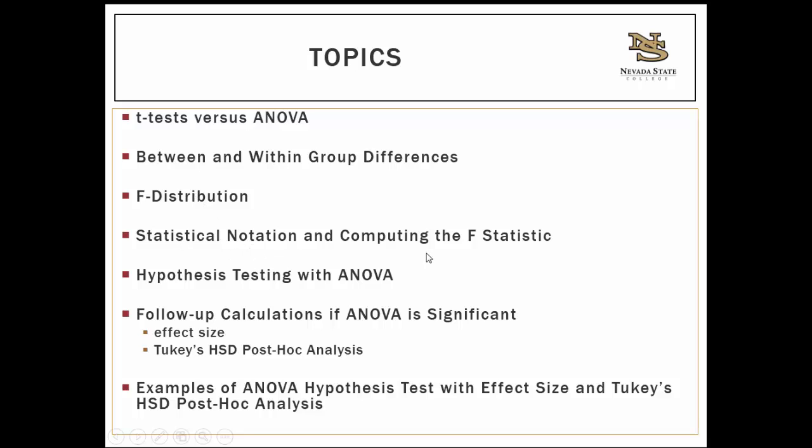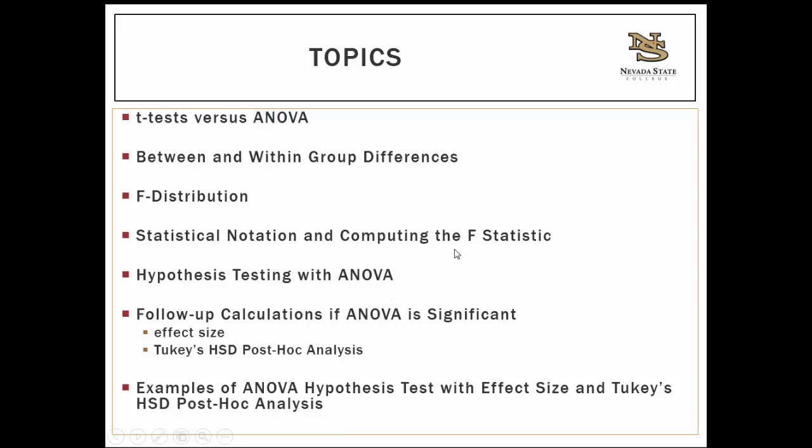Statistical notation and computing the F statistic will follow the F distribution. So I will show you some new symbols that we're going to be working with, what those symbols represent, and then the basic calculations for step 3 of the analysis of variance hypothesis test. So how to figure out this F observed value. Then I'll go into the other steps of the hypothesis test.